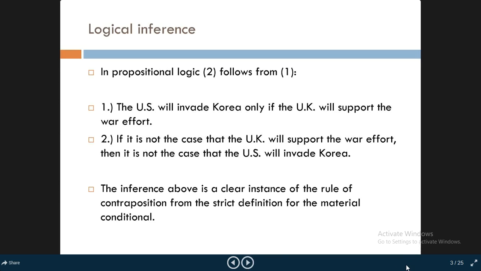So, logic deals with the condition. In the language, it is represented by the word if or whether.